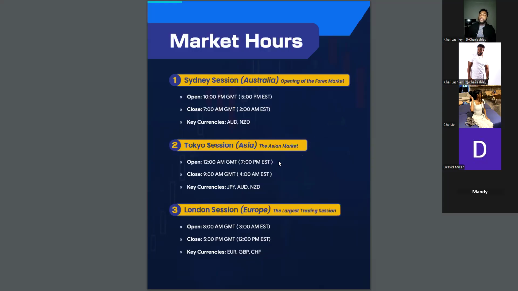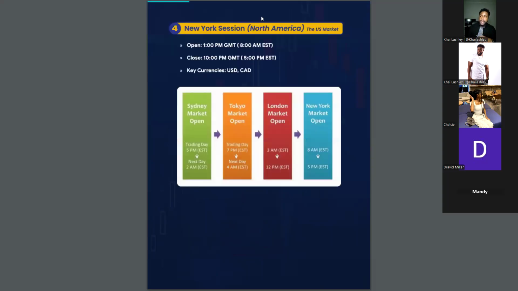A lot of people have a lot of questions about what to actually do with this information. All right, so let me help you guys here. The markets actually have four trading sessions. Number one, there's the Sydney session. There's the Tokyo session. There's the London session. And then there is the New York session.